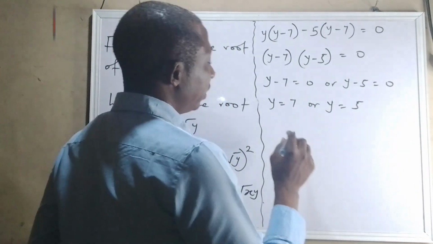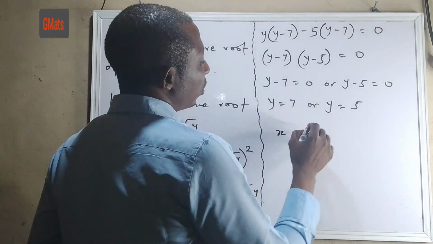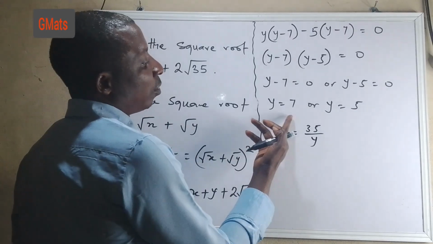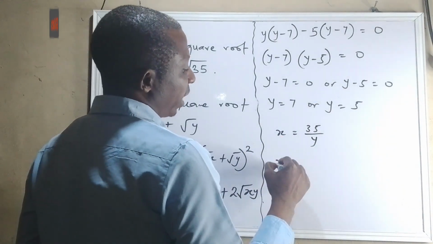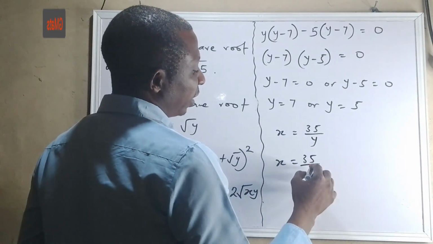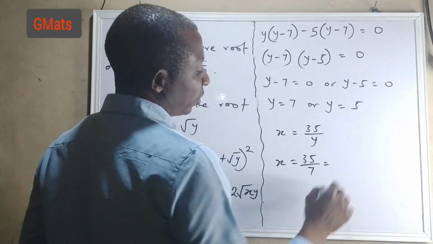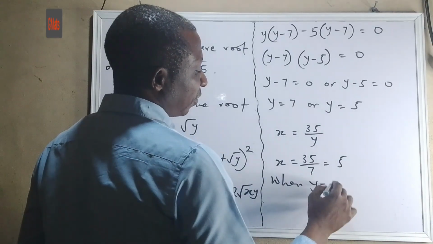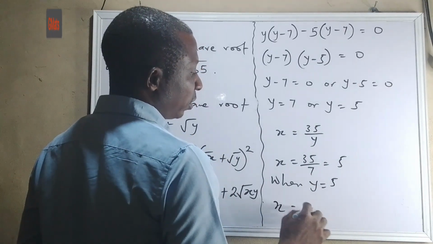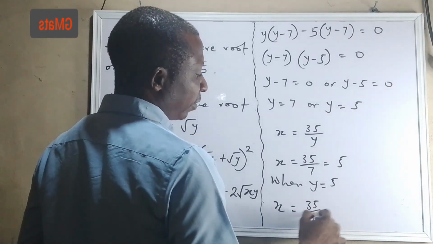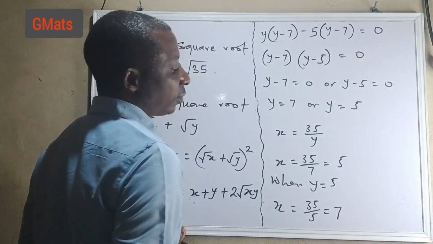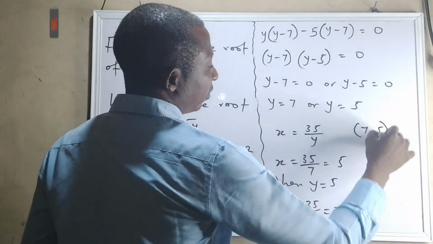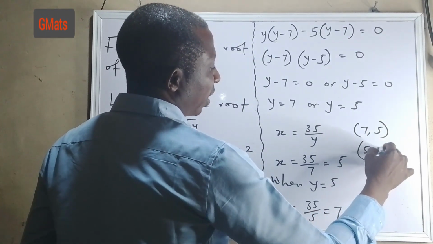Alright, from equation 3, we have x equals 35 over y. Now when y is 7, x will be 35 over 7, and that gives us 5. When y is 5, x will be 35 over 5, and that gives us 7. So the two pairs are 7, 5 and 5, 7.